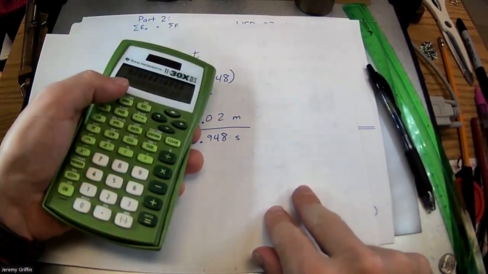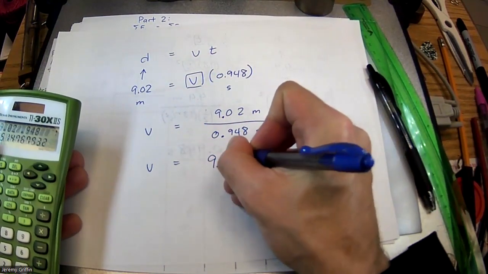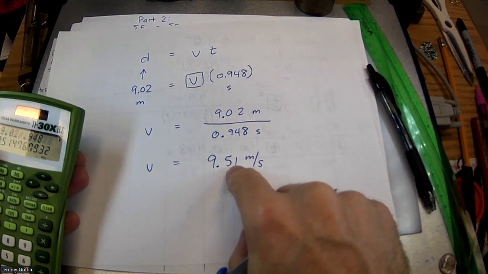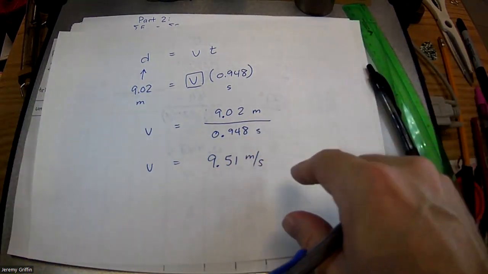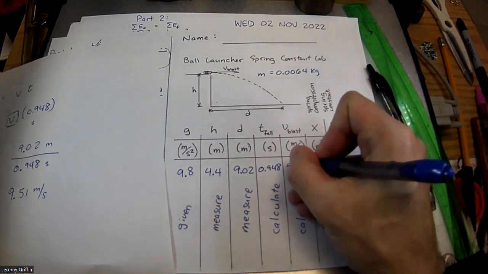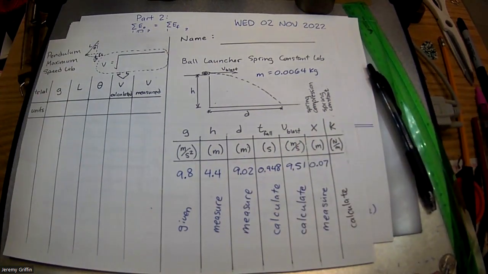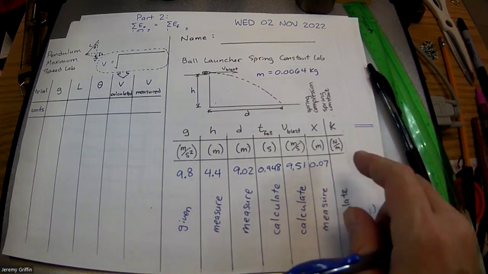Getting 9.51 meters per second. Again, that last digit is kind of dubious, but we've still got another calculation to do, so I'll just save it for later. So 9.51 meters per second was going across the field. Therefore, it's been blasted at speed. Okay, and last step: solve for K.